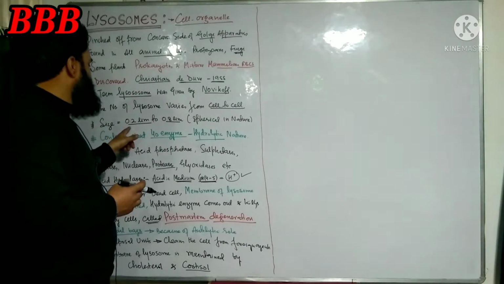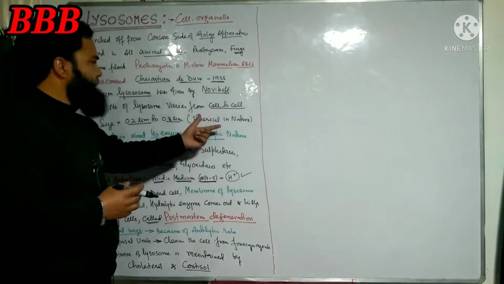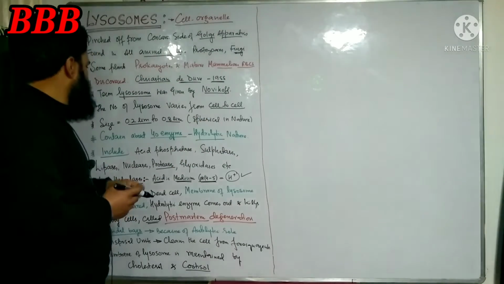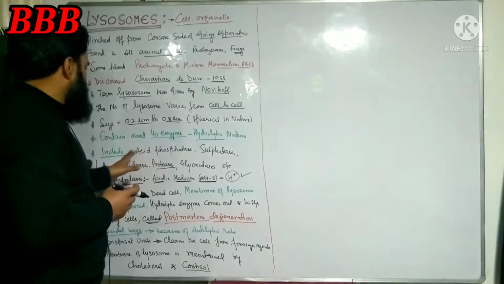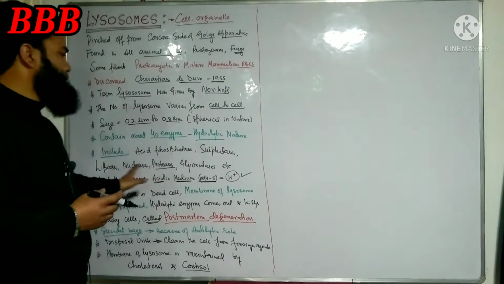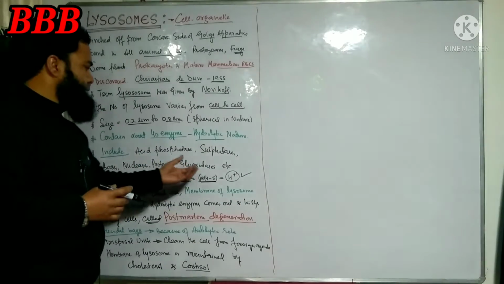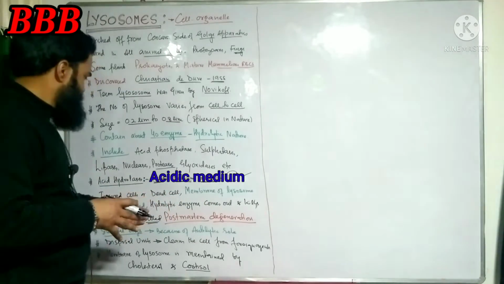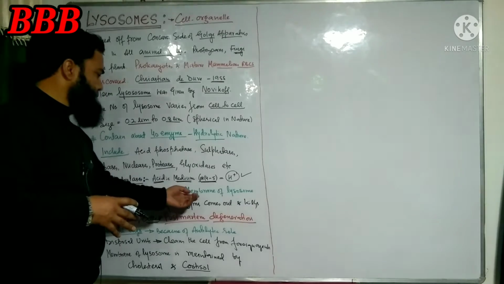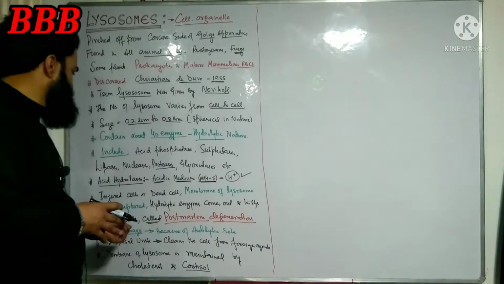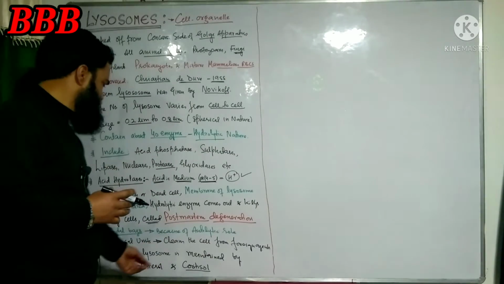Their size is from 0.2 to 0.8 micrometer, their shape is spherical in nature, and they contain about 40 enzymes. These enzymes are hydrolytic in nature, which I have mentioned on the board, and they are collectively called acid hydrolases because they work in an acidic medium. If there is an injured cell, the membrane of the lysosome gets ruptured, hydrolytic enzymes come out and kill the nearby cells. That's called post-mortem degeneration.